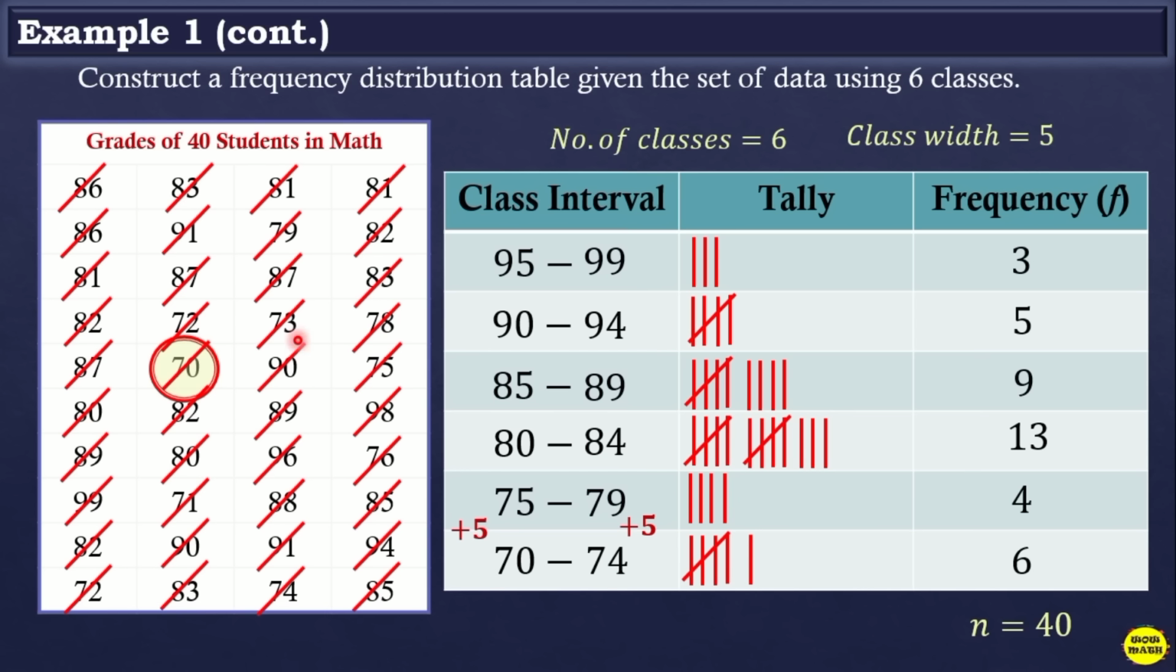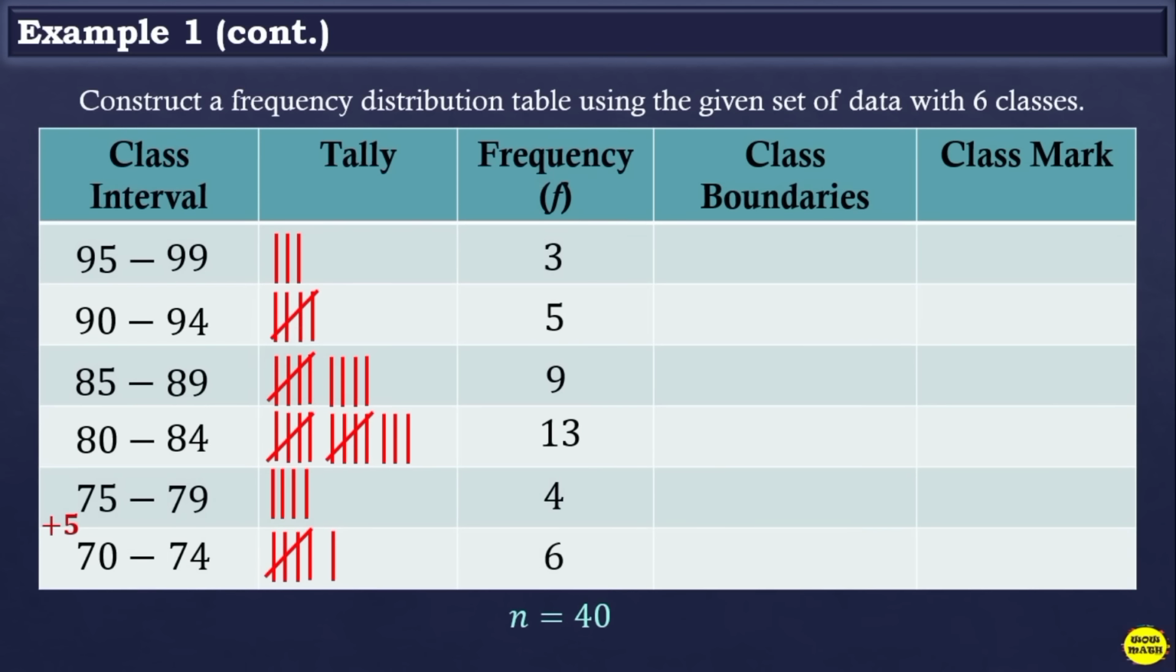Let's proceed. So, this is what we got earlier. Let us identify the class boundaries and the class mark. So, what is this class boundary? Like I said, you subtract 0.5 from the lower class limit and add 0.5 to the upper class limit, because the lower boundary and the upper boundary are the same. Okay? That's why there are no gaps between our classes. So let's get the class boundary. Start here. So, we subtract 0.5. This is 69.5. Add 0.5, 74.5.